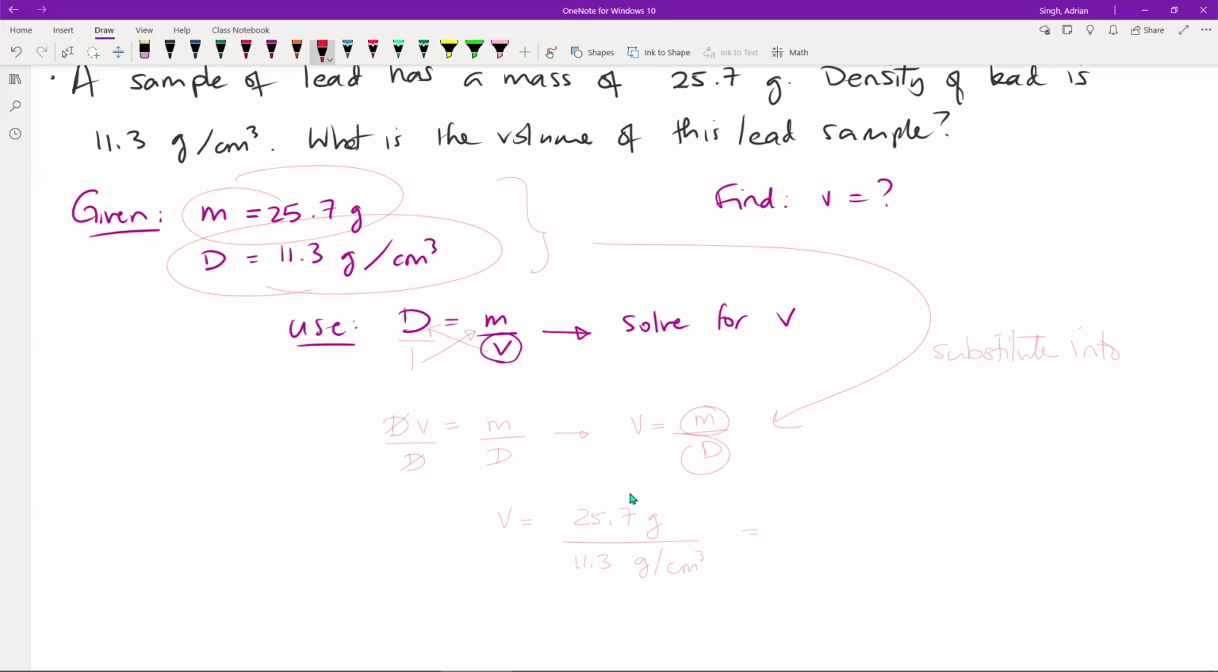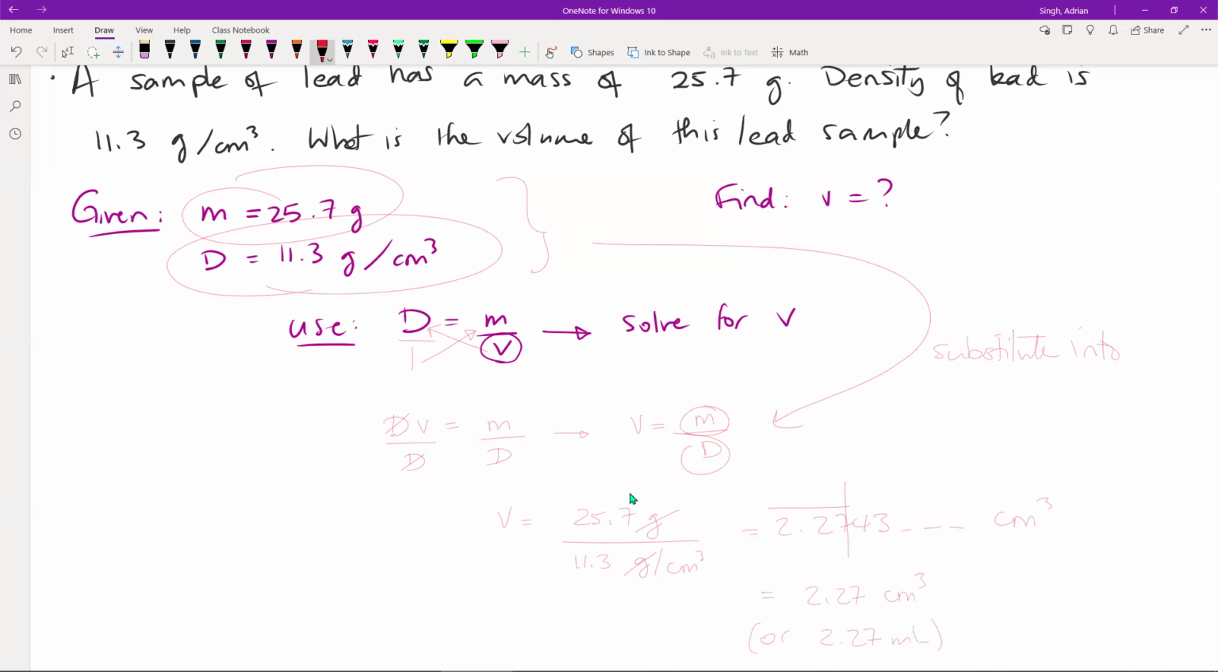So 25.7 divided by 11.3. Okay, and that gives 2.743, and so on. And then the units here, grams cancel away. We end up with 1 over 1 over cubic centimeter, which is cubic centimeter. We're going to round this to 3 sig figs, so that's right here. So this then becomes 2.27 cubic centimeters, or we could say 2.27 milliliters, as the cubic centimeter is the same as a milliliter.